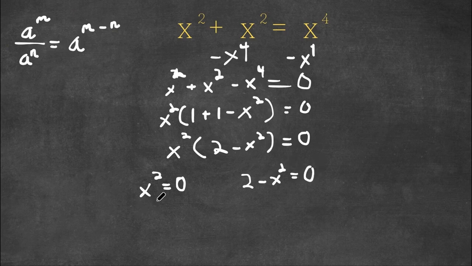Now for x squared equals 0, well, this is simple. The only number that when squared equals 0 is simply just 0. So for this, we have x is equal to 0. That is one solution. Now for the second equation, I'm going to add x squared on both sides.